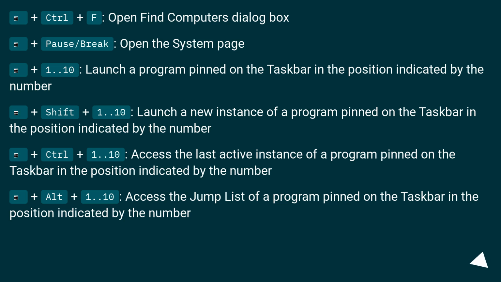Win plus 1 to 10, launch a program pinned on the taskbar in the position indicated by the number. Win plus Shift plus 1 to 10, launch a new instance of a program pinned on the taskbar in the position indicated by the number. Win plus Control plus 1 to 10, access the last active instance of a program pinned on the taskbar in the position indicated by the number. Win plus Alt plus 1 to 10, access the jump list of a program pinned on the taskbar in the position indicated by the number.